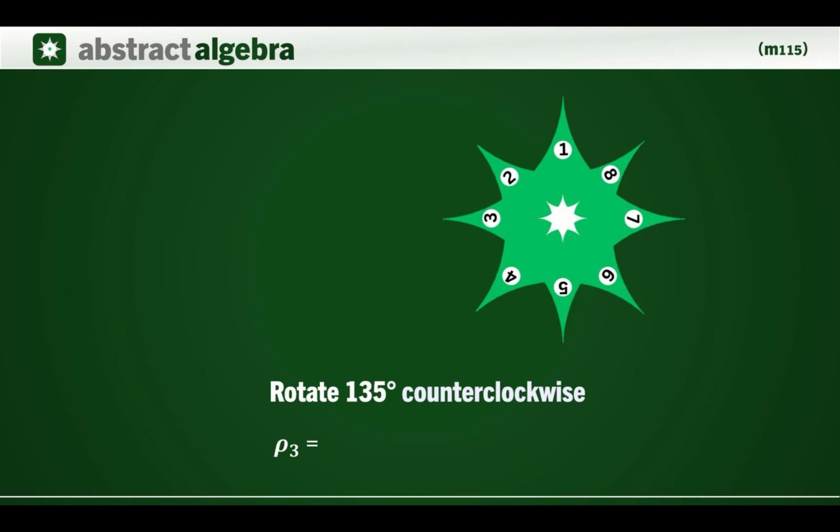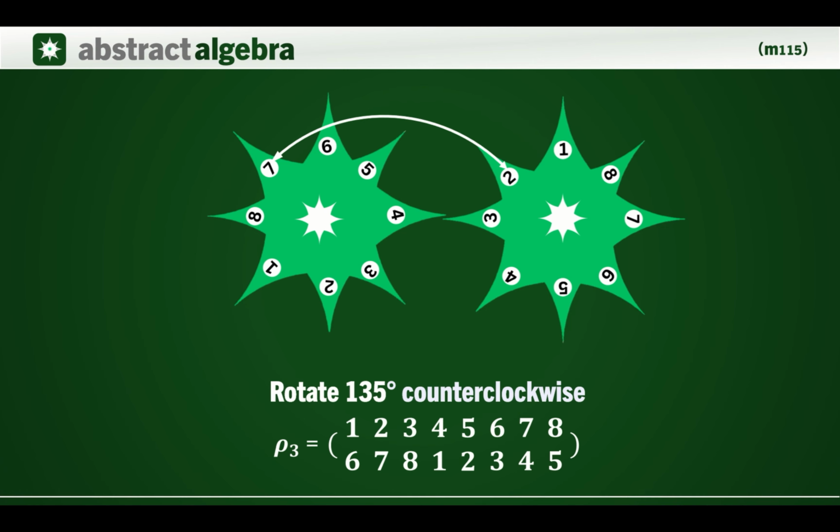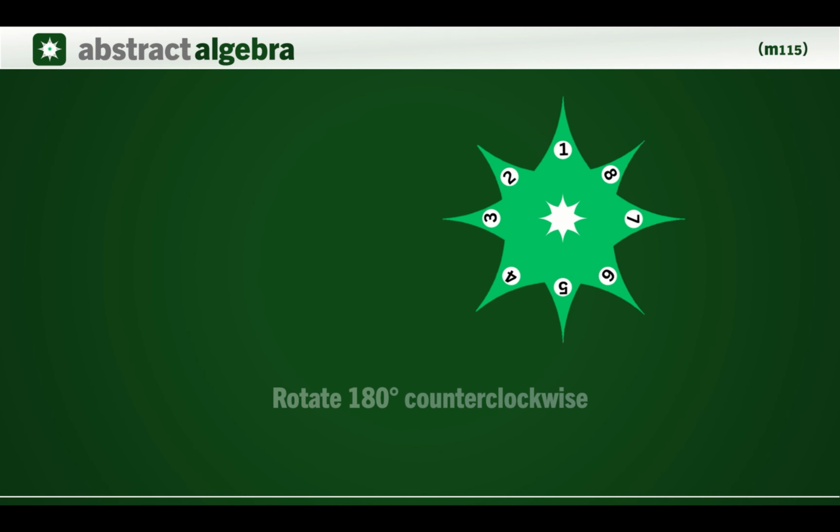Next, we are going to get rho sub 3. We are going to rotate our model 135 degrees counterclockwise. So this is what it looks like. Then we are going to map 1 to 6, 2 to 7, 3 to 8, 4 to 1, 5 to 2, 6 to 3, 7 to 4, and 8 to 5. So below is the result of rho sub 3.